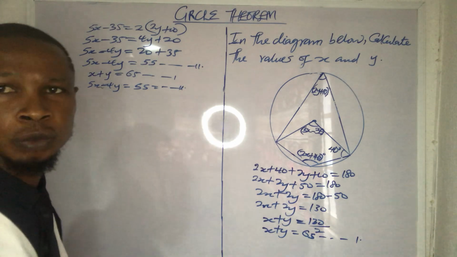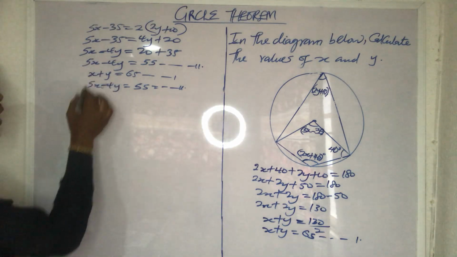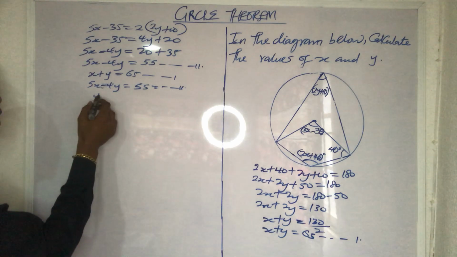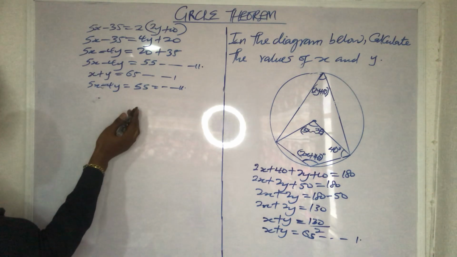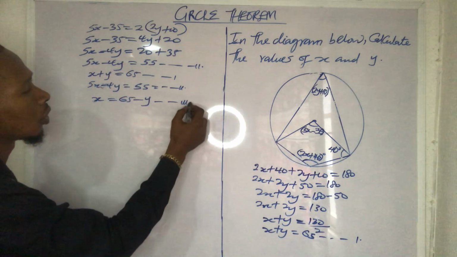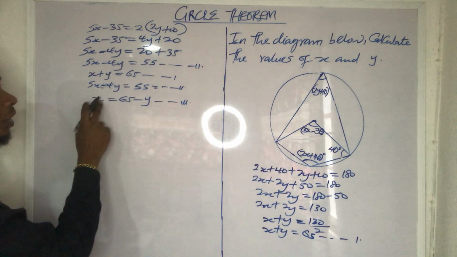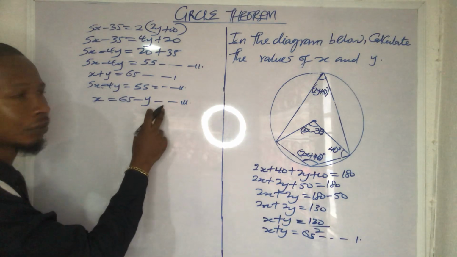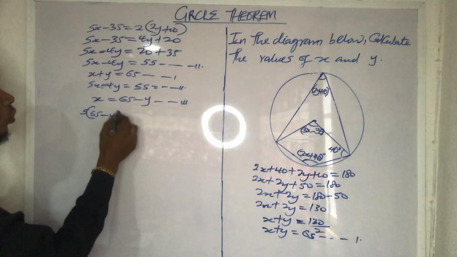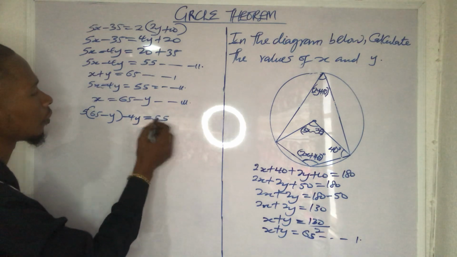Let's assume I'm using substitution method in solving this simultaneous equation. From equation 1, I will make x or y the subject. Then if I'm making x the subject, I will have x is equal to 65 minus y. Call this one equation 3. Substitute equation 3 into equation 2. That means anywhere I see x, I will put this value. In that case, I will have 5 into bracket 65 minus y. And then this minus 4y is equal to 55.